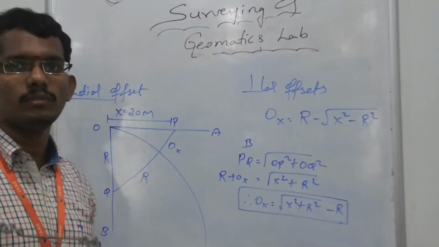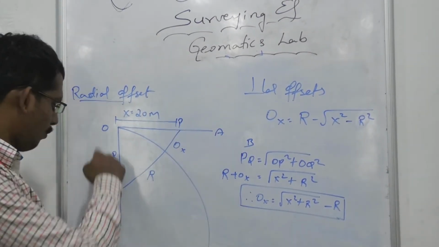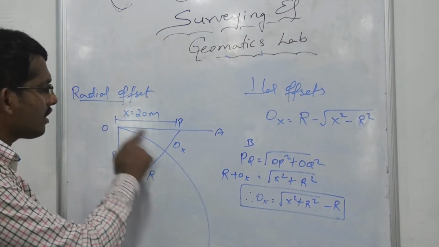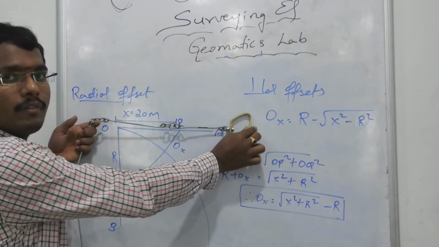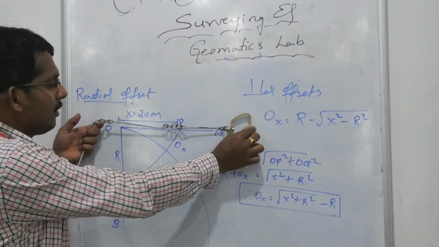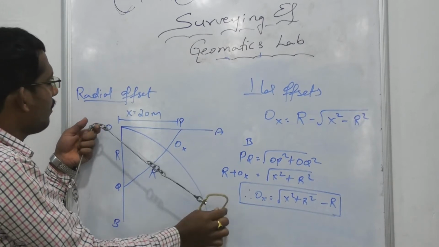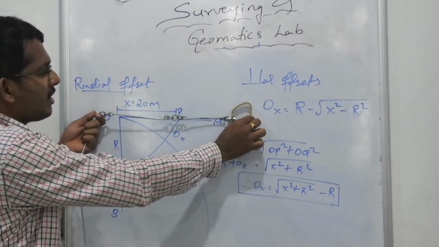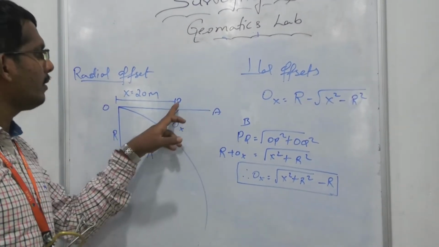radial offsets from tangent. Here OA is a tangent and OB is a straight line, and we are getting a curve here. So I measure the length of the tangent with the help of a 20 meter chain as shown here. I want to draw a curve along the horizontal direction. From point O to A, I measure distance. My first interval is 20 meters, so it comes up to a point P.